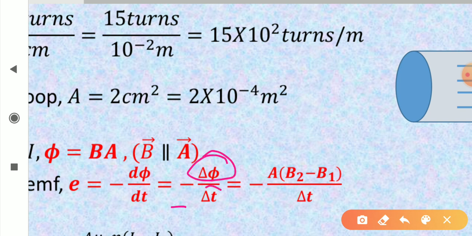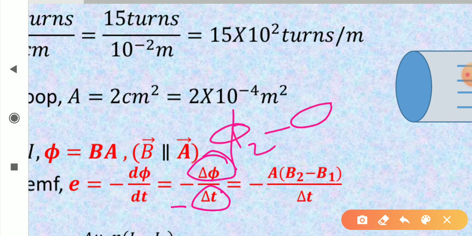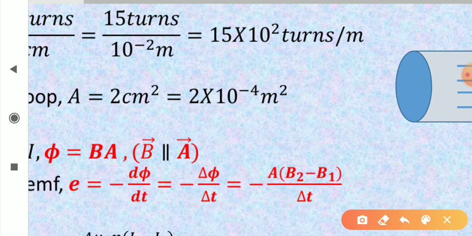phi upon delta t, and that is final flux phi 2 minus initial flux phi 1, and final flux phi 2 will be AB2 and initial will be AB1. So taking A, the area, common, you get A into B2 minus B1 upon delta t, right? And we can put the values here now.